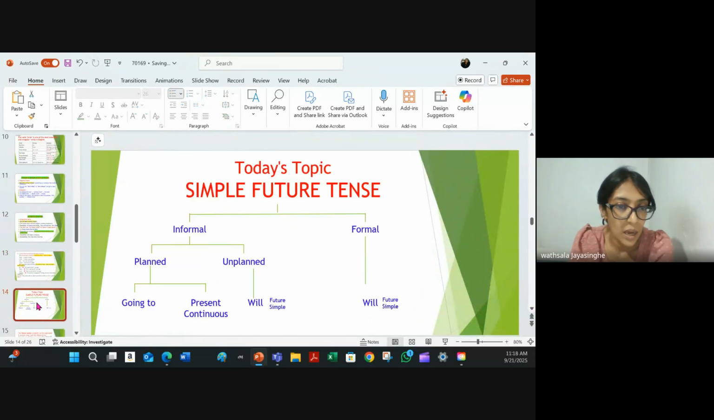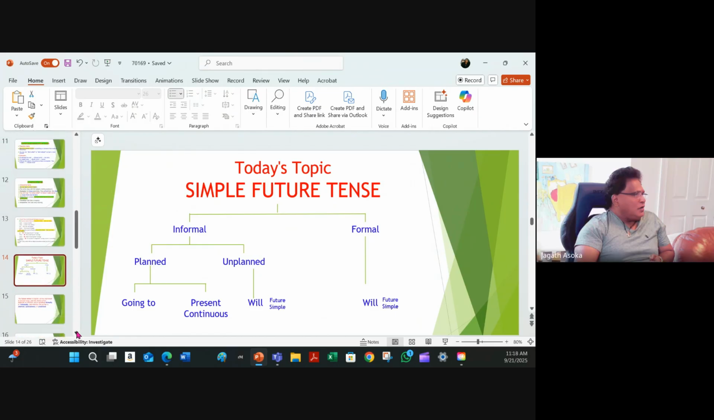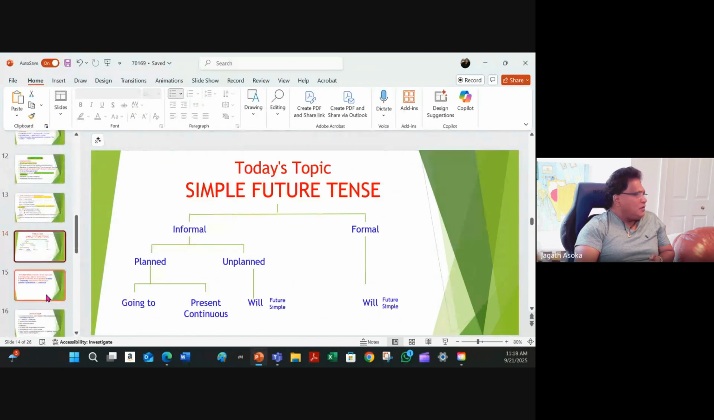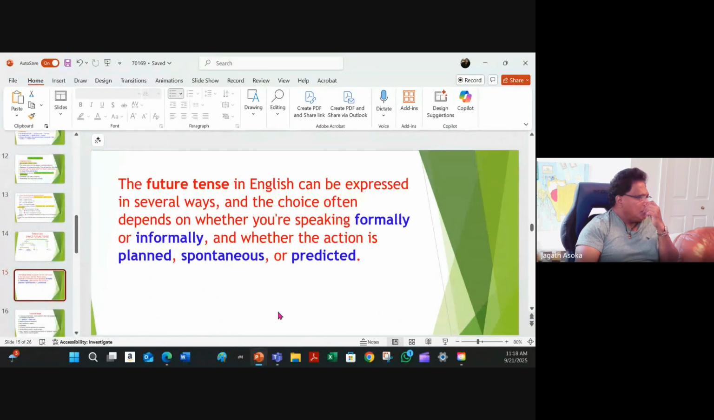Verbs that can or cannot use passive. We can probably skip that. Okay. So today's topic. This is today's topic, right?